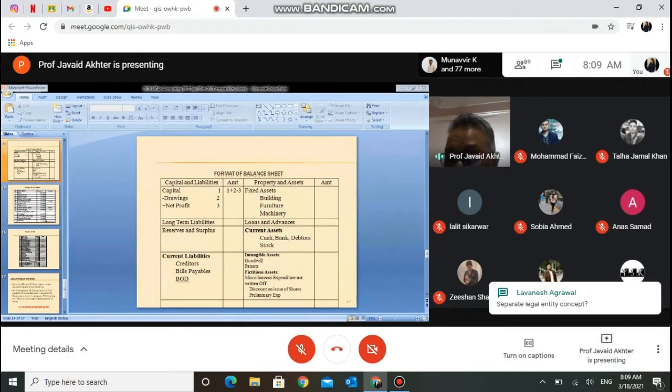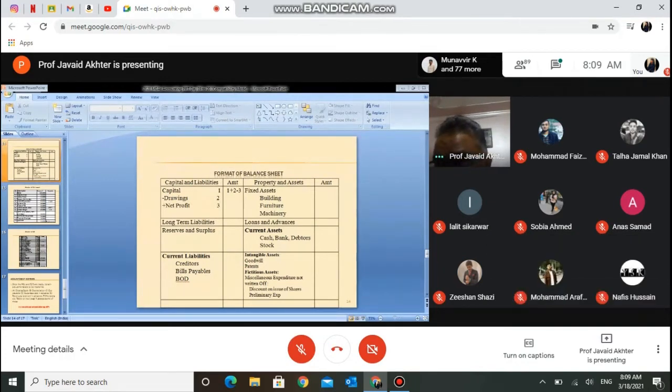A separate legal entity. Now, Lavnesh, can you explain? Writing will take time. Why separate legal entity? Sir, because business and the owners are different and the profit is earned by the business, which is to be paid to the owner in the future. Paid to the owner, correct. Therefore, it is added to the capital and liability side.